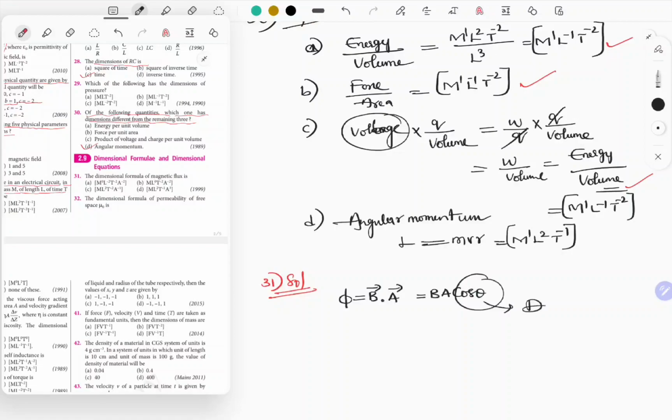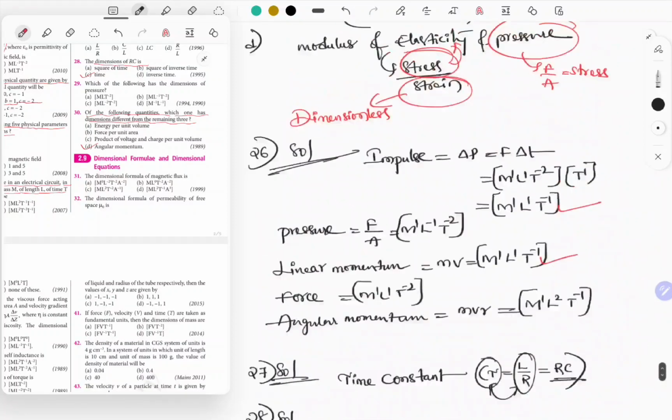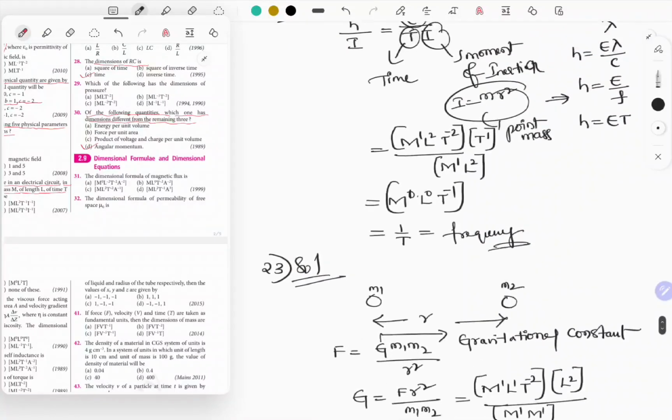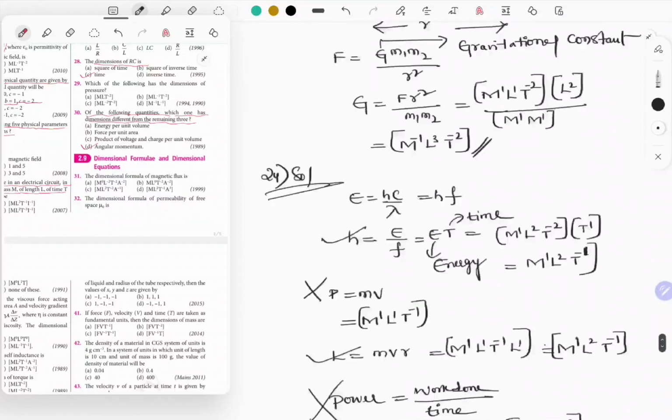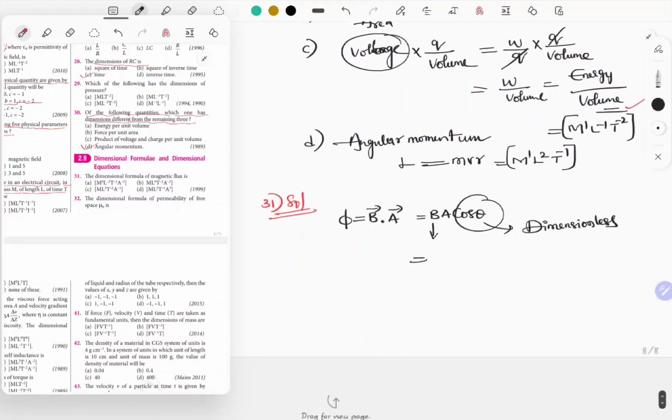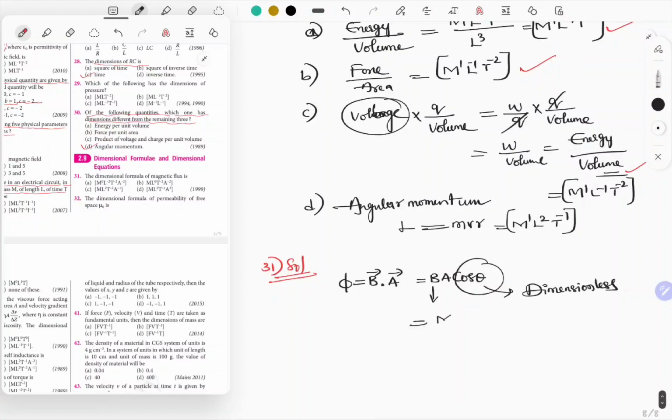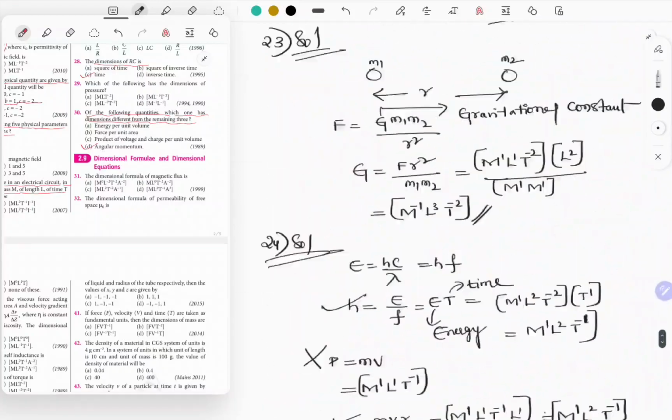We know that cos theta is dimensionless. I've already explained the dimensional formula for B. So what's the dimensional formula for B? Here it is, question number 20. It is going to be M power 1, L power 0, A power minus 1, T power minus 2. Let me represent that. Magnetic field dimensional formula is M power 1, L power 0, A power minus 1, T power minus 2.